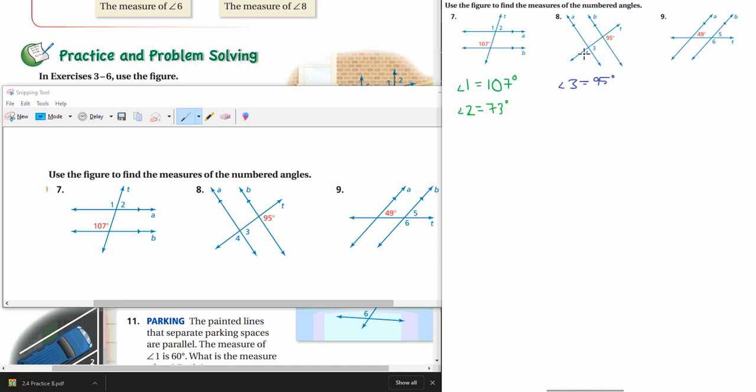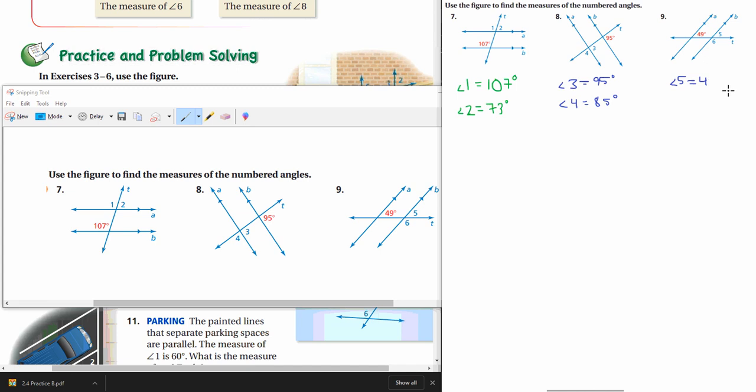And then angles 3 and 4 make a line, so angle 4 needs to be the number of degrees that I would add on to 95 to get 180, and that is 85 degrees. You could also do 180 minus 95, and you would get 85. On number 9, 49 degrees and angle 5 are corresponding, so they are congruent. So angle 5 is also 49 degrees.